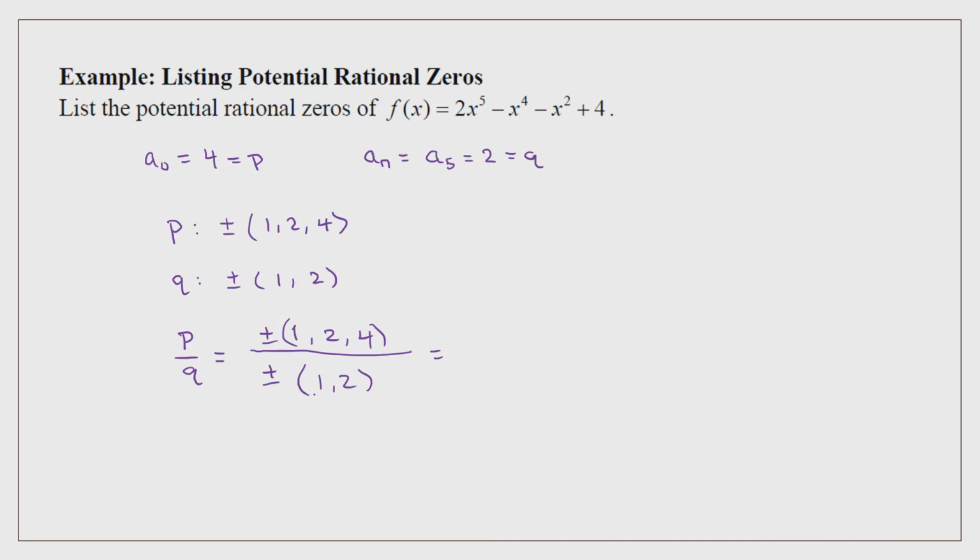So let's first take the 1. So 1 divided by 1 is 1. 1 divided by 2 is 1/2. We take 2. 2 divided by 1 is 2. 2 divided by 2 is 1. We already have that there. 4 divided by 1 is 4. 4 divided by 2 is 2. We already have that there. Okay? So we have a potential of 8 possible rational zeros.